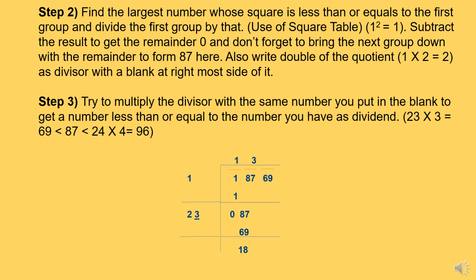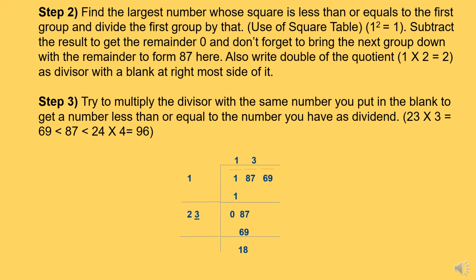As said earlier, we have to find the divisor for the first group. The first group here is number 1. So we have to find the divisor using the square table. 1 square is 1, 2 square is 4, but 2 square 4 is greater than the number 1. So we have to make number 1 the divisor. We will write 1 in the divisor place and again 1 in the quotient place.